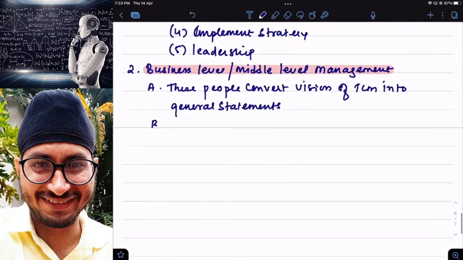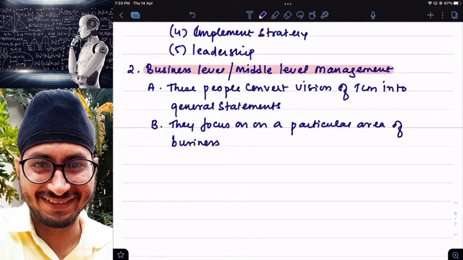And will they focus on the complete business? No. They focus only on a particular area of business. Like, let us say, the sales manager is least bothered about anything except sales. The purchase manager is bothered only and only about purchases. The accounts manager is bothered only and only about accounts.